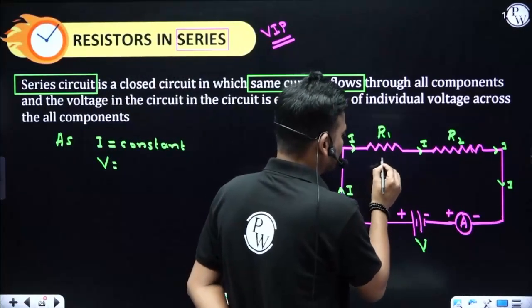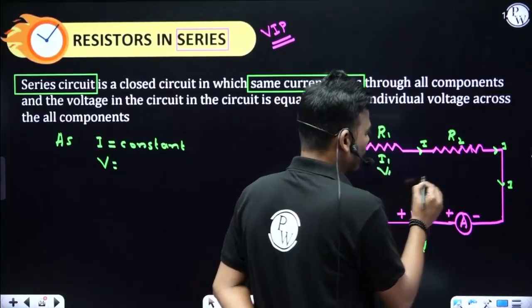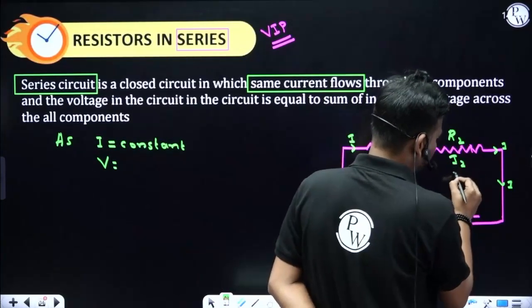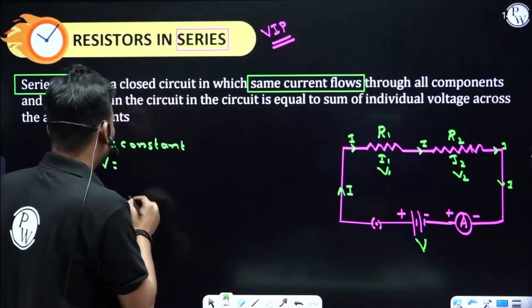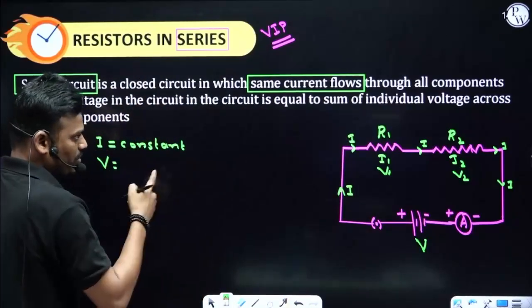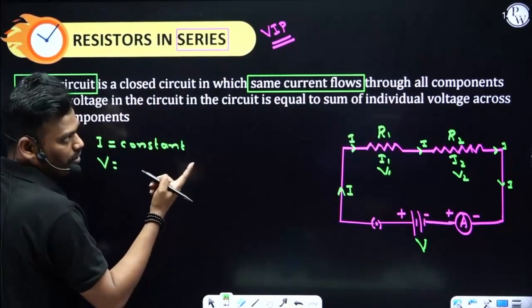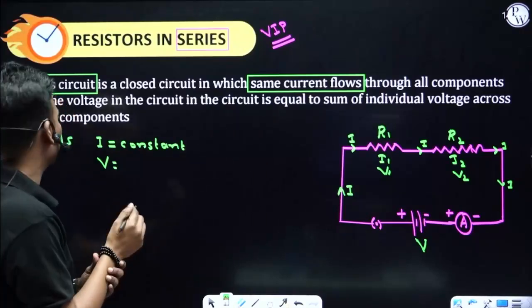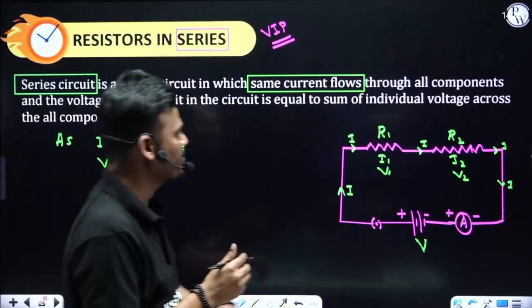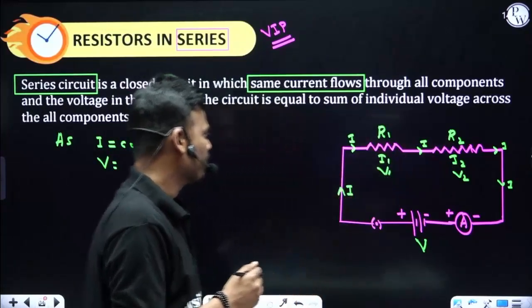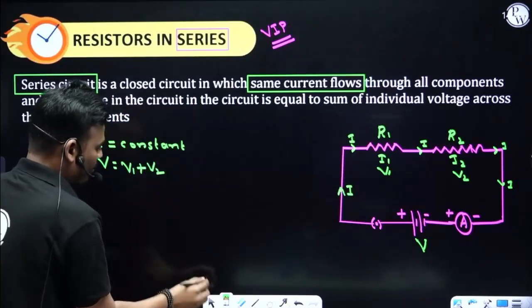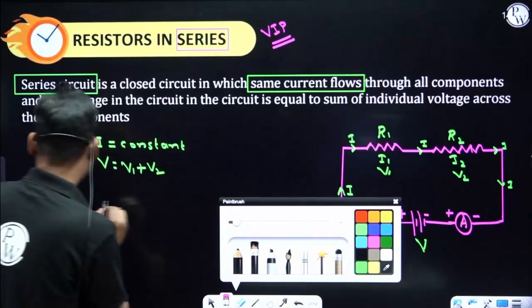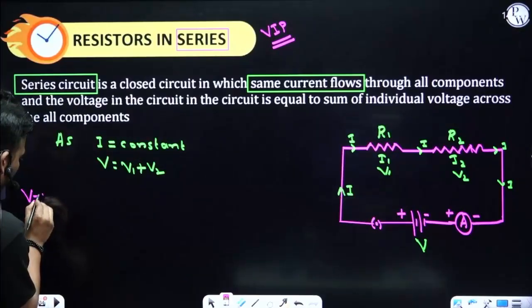For example, this is I1 and V1, and this is I2 and V2, meaning the current and voltage across resistor 1 and resistor 2. So V is the sum of the individual voltages across all the components. How many components are there? Two, R1 and R2. So V1 plus V2. From Ohm's law, V is equal to IR.